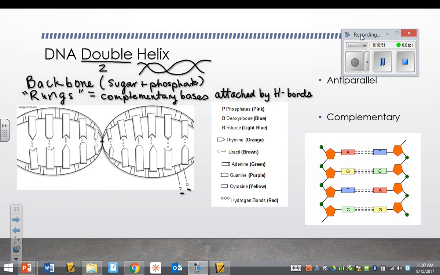And if you look, they're always complementary. So adenine is always paired with thymine. Cytosine is always paired with guanine. Does anyone have any questions that they want to ask so far? Yeah.